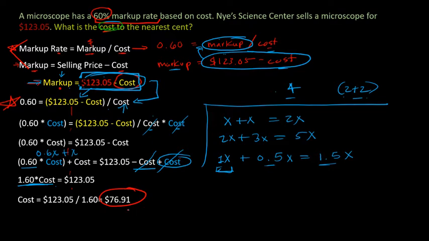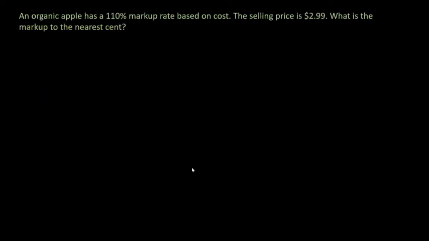Let's do one more example of that. An organic apple has a 110% markup rate based on cost. The selling price is $2.99. What is the markup to the nearest cent? So first of all, notice that this time we're solving for markup rather than cost. But we can still use the same method. We can still use substitution to do this. And substitution is a skill that will come up a couple times in class, so it's definitely worth practicing and making sure that you understand it.